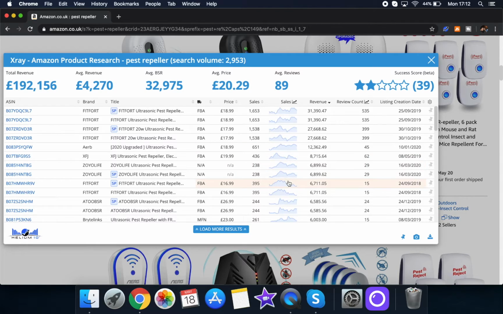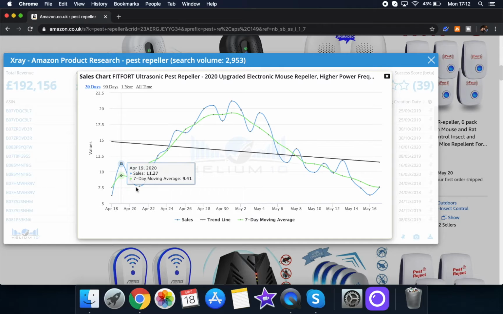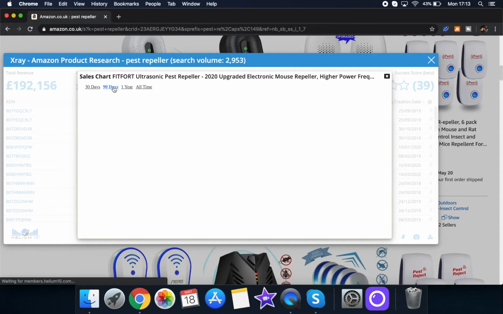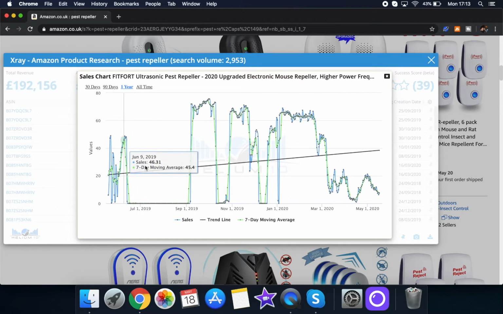And if we click on one of these products, it shows us the trend lines and the 7-day moving average of this particular product's sales. Again, it's not going to be exactly accurate, however it is a very good indicator of where this product is heading going forward. As you can see, over the last 30 days the product is starting to slow down in sales. What we can also do is move on to 90 days or potentially 1 year and see where exactly this product has been moving over the last year at the very least.